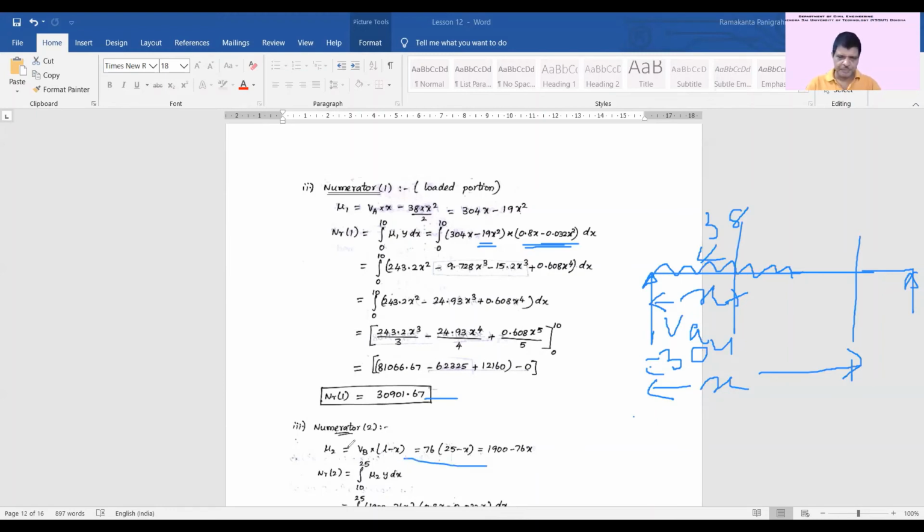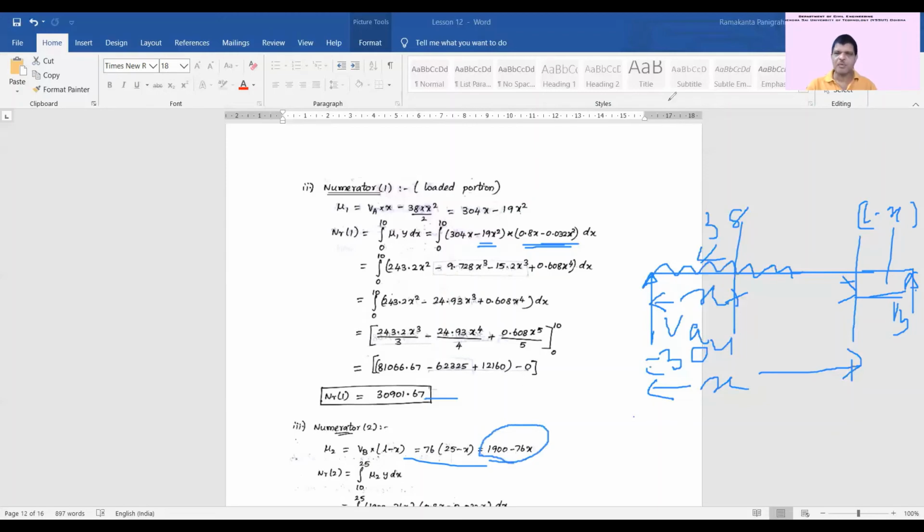So VB into L minus x, because x is measured from here. So what is the moment at here? This is VB, and this distance is nothing but L minus x. So he has taken VB into L minus x, because another load will come from the left side, so the right side will be easy for calculation. So 76 is the reaction, into 25 minus x, that comes out to be your bending moment.